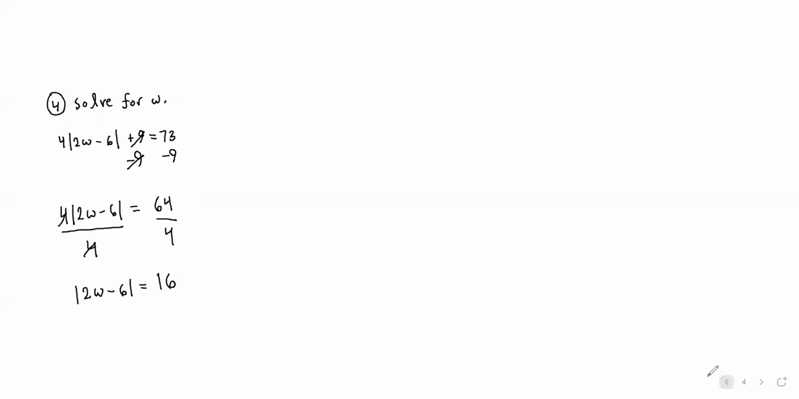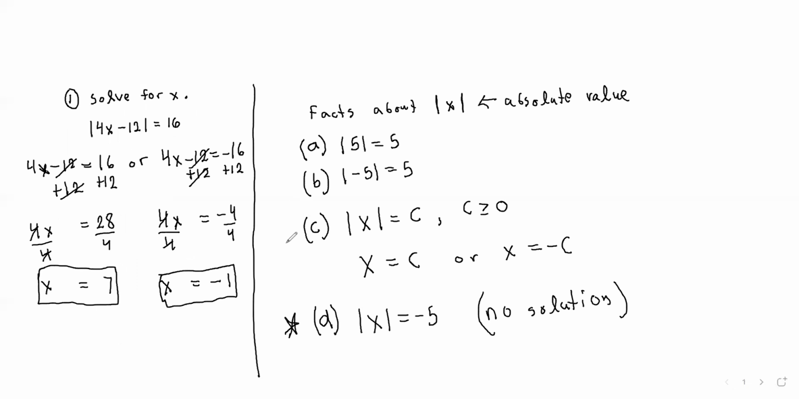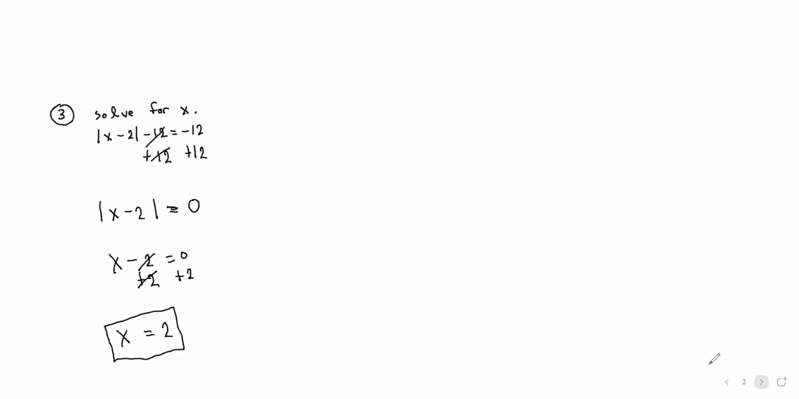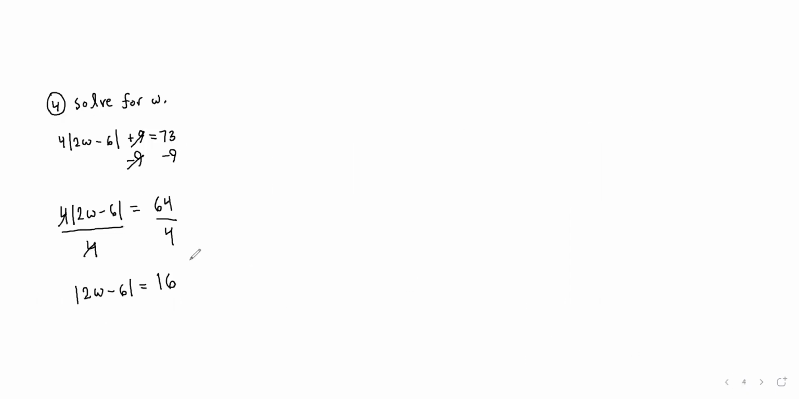And so just very quickly, we're going to go over to the facts I listed. The fact we want to use here is C, that if the absolute value of a number is positive, then the inside part of the absolute value is equal to either the positive or negative of this number C. So we're going to use that rule. And so the two possible equations are that 2w minus 6 is 16, or 2w minus 6 is minus 16.